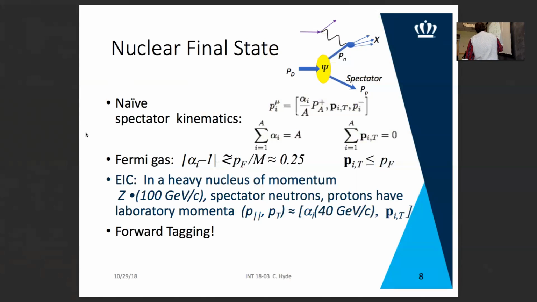And all the fragments add up to the total momentum of the nucleus, and all the transverse momenta add up to 0. So the idea is that this momentum, or this minus that, both of which are measured, measures this. Of course, if there are final state interactions between here and here, or between this and this, then that distorts the picture, and that's part of the story of why we want to do this and why we need to do it with precision.